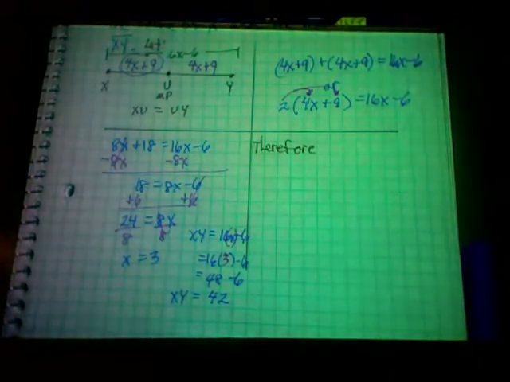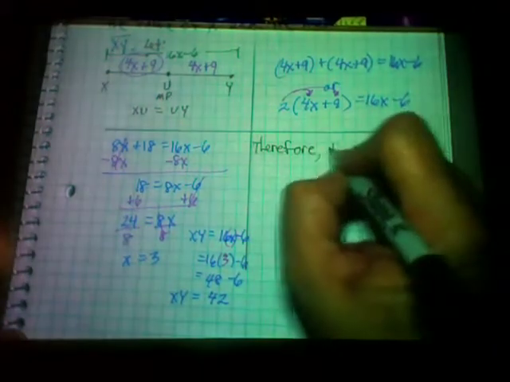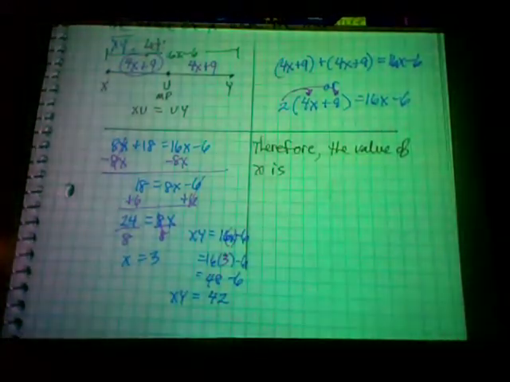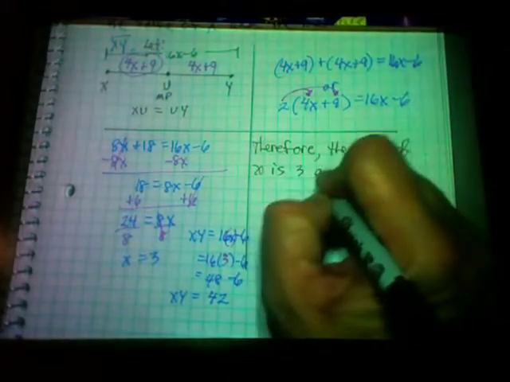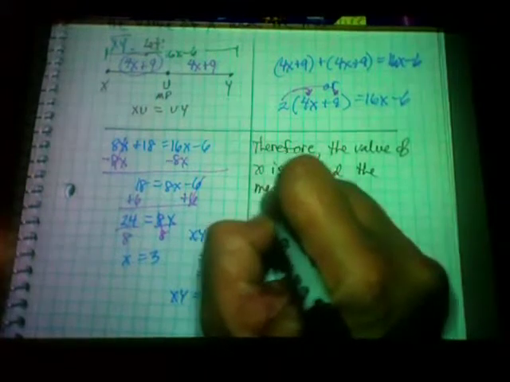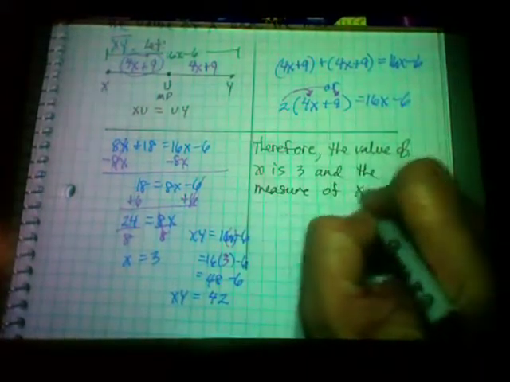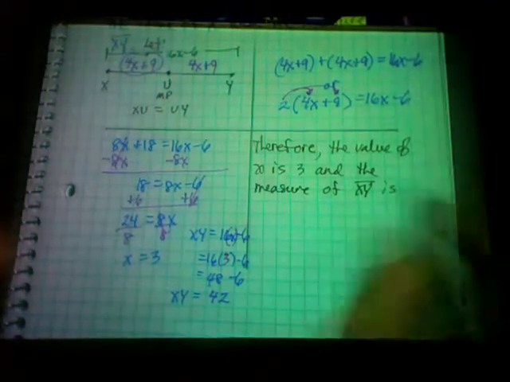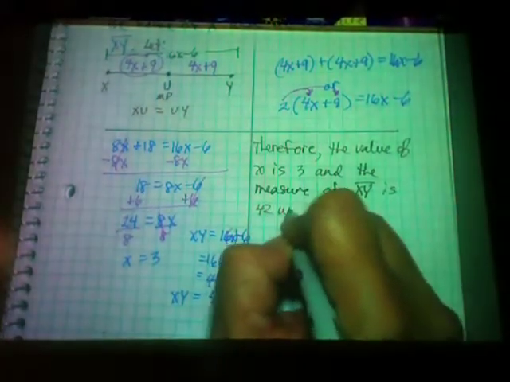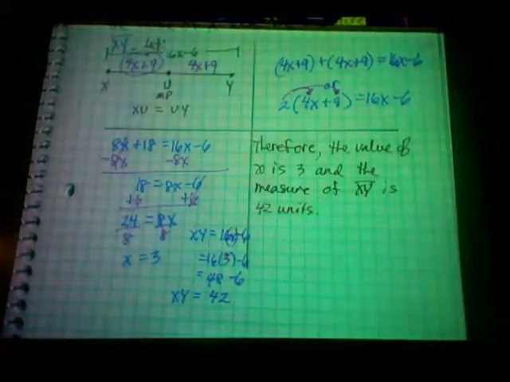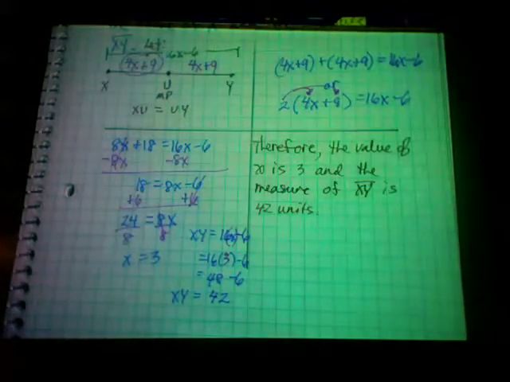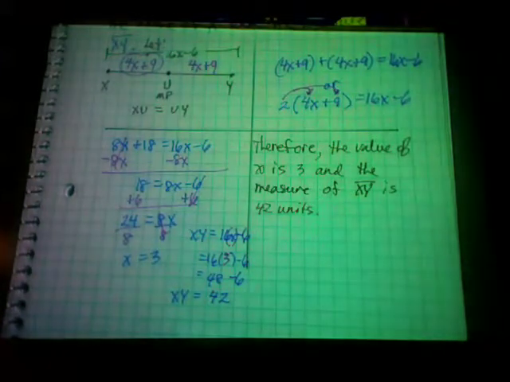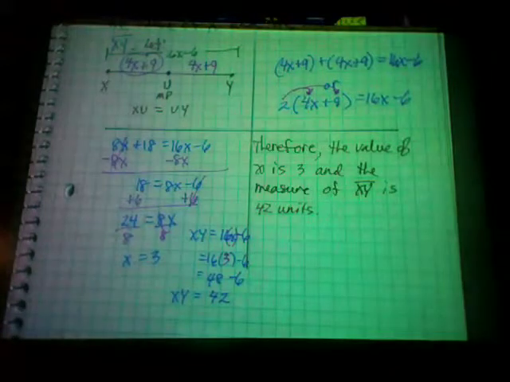I mean, like with an equal sign. Therefore, the value of x is, which means equals, right? 3. And the measure of segment XY, and you can have those kinds of notations in your sentence, is, not an equal sign, 42 units. Question? If you use words, yes, you could. Okay? Any other questions on this?